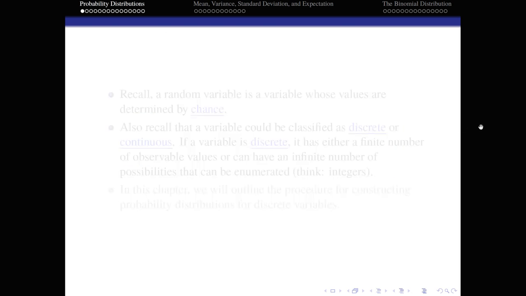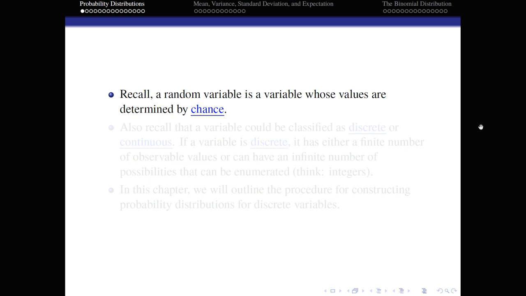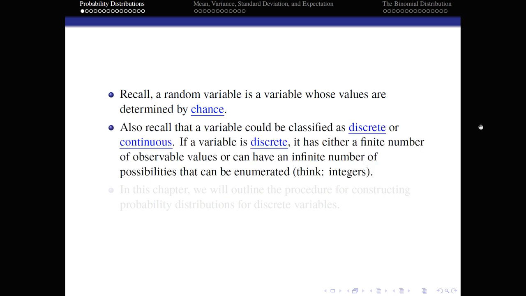So let's get going. First of all, recall that a random variable has values that are determined by chance. There's an element of chance involved with what value that random variable takes on. Also, we've got discrete and continuous, as we mentioned before. Discrete means it has a finite number of values. Think about the number of students in a classroom. These can be really big numbers, like the number of raindrops that hit the ceiling in a thunderstorm.